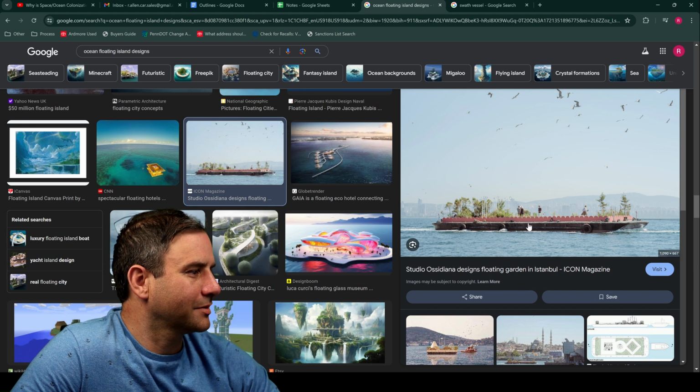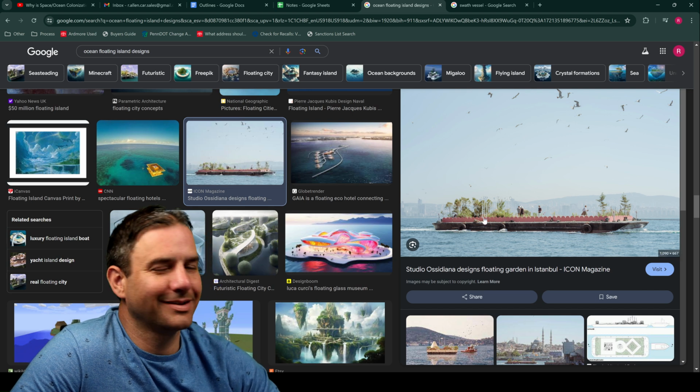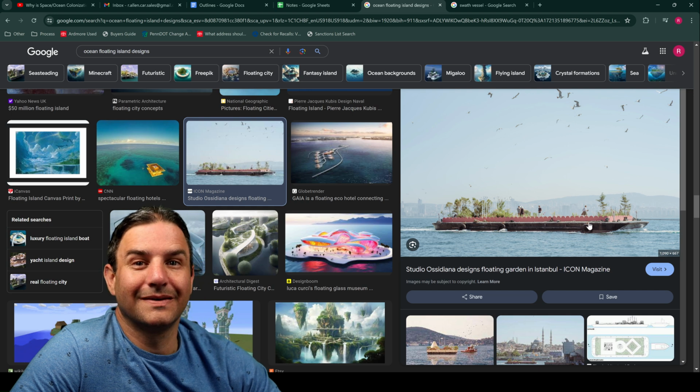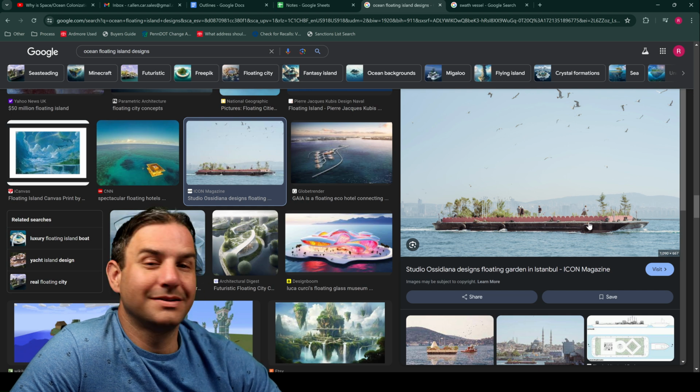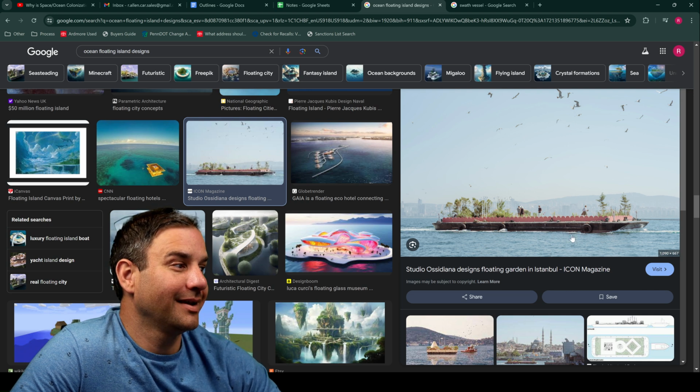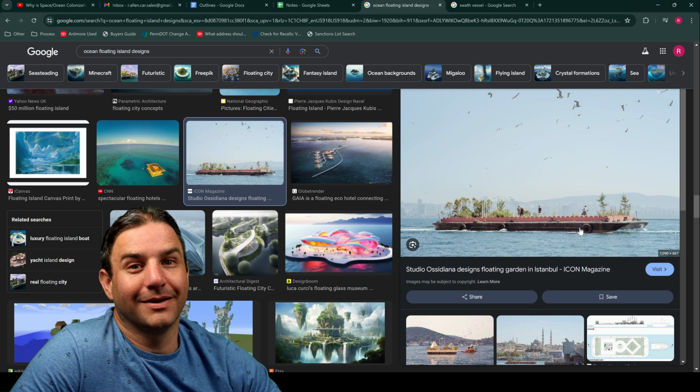Hmm, this is kind of cute. Somebody just took a barge and made a garden on it. Now tell me that they've got a stairwell that goes down and there's a whole living space inside, and I'm impressed. That's pretty cool.